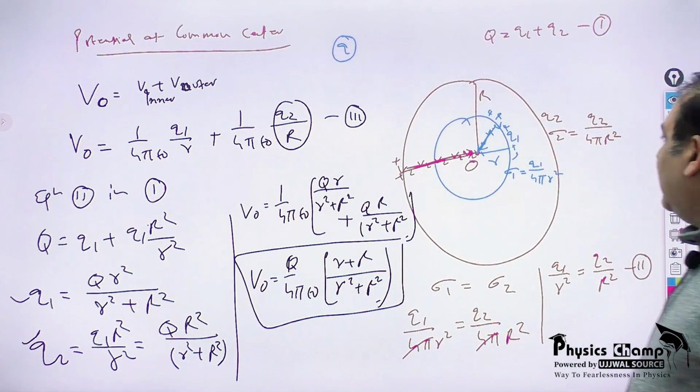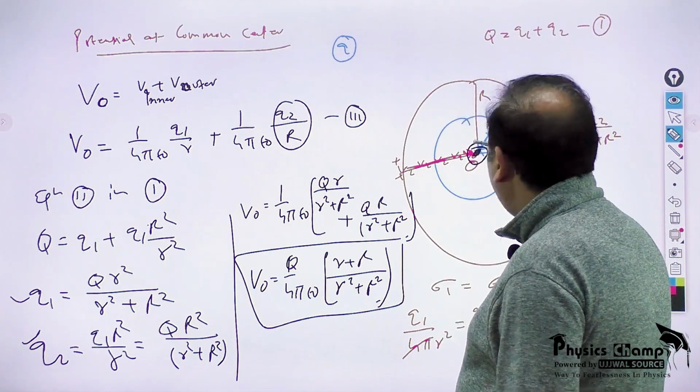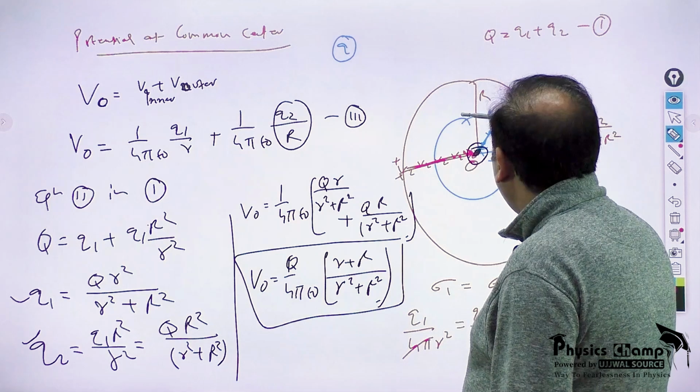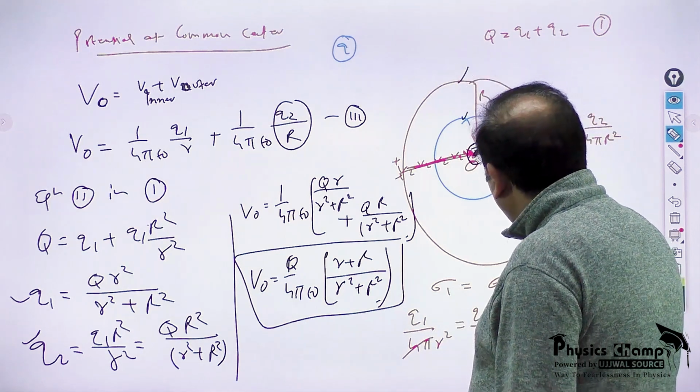In this question, you have talked about the potential at the center instead of the earlier cases. You were talking about the potential at this point, the potential at this point. But now you have talked about the potential at the common center.